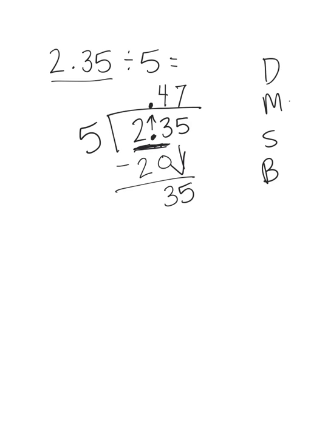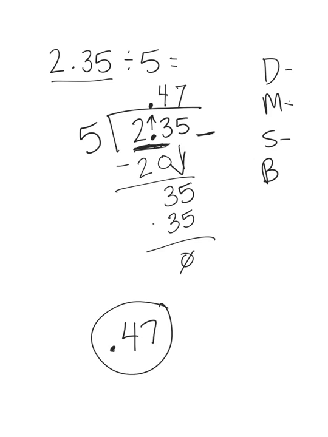Let's start it over. I know 5 goes into 35 7 times, so I divided. Let's multiply. 7 times 5 is 35. Subtract, that is 0. I know that I don't have anything left in my thousands place. My remainder is 0, so my answer is 47 hundredths.